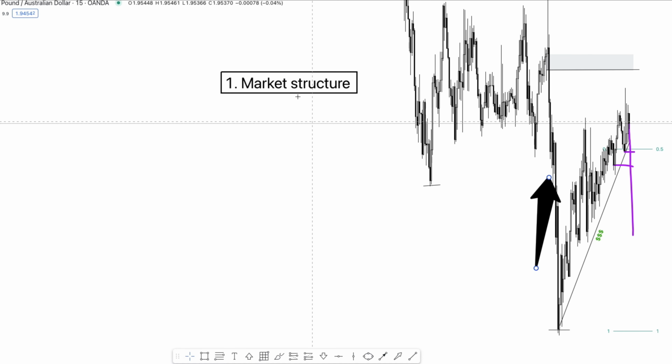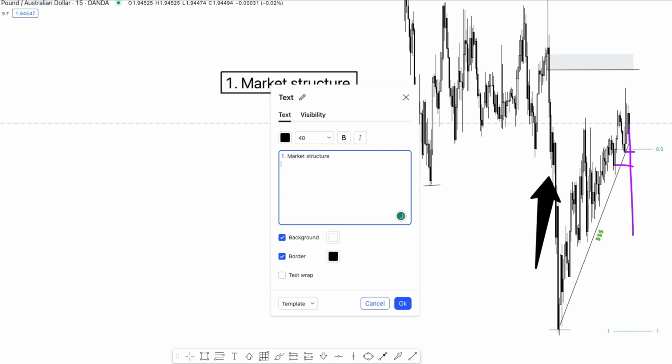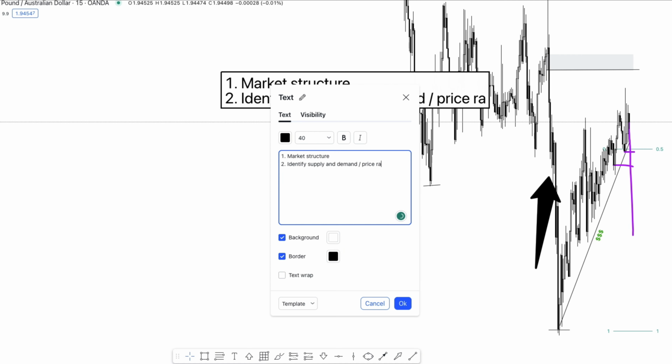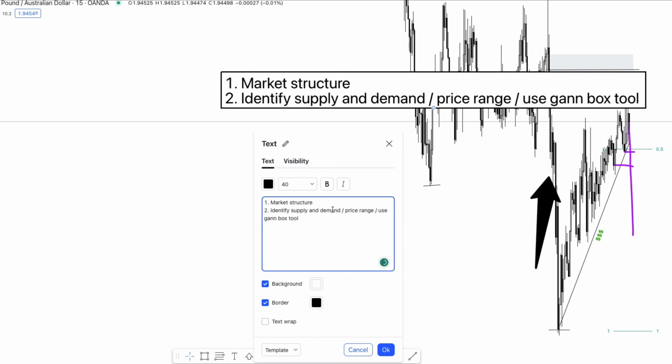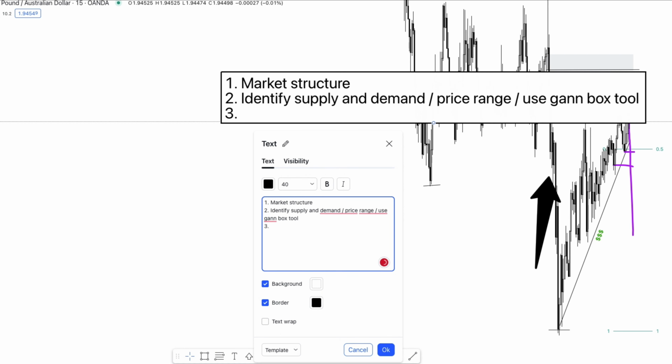So what are the steps? Step one, market structure. Step two is identify supply and demand slash price range, because you need that Gambox tool. So I'll write use Gambox tool. Okay, so you guys can actually screenshot this. And step three, when I'm done, is once you use the Gambox tool. Sorry, I should have written that first.